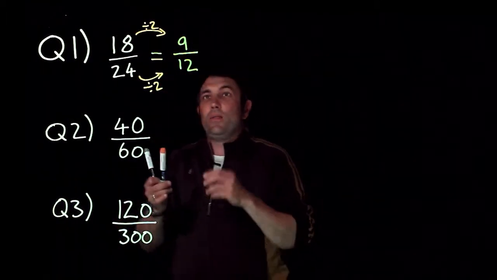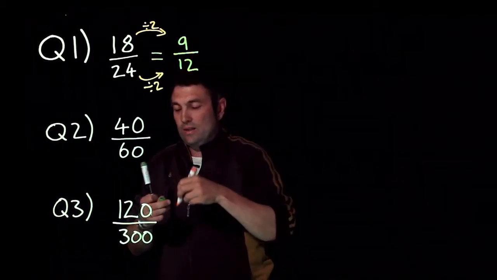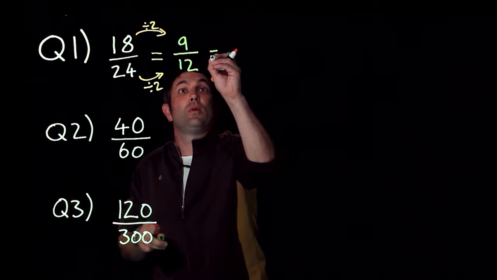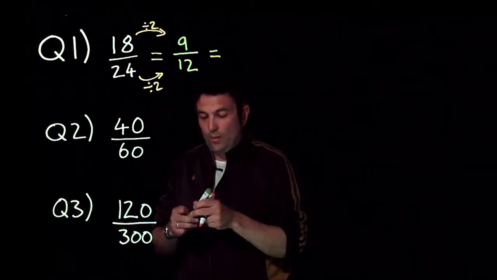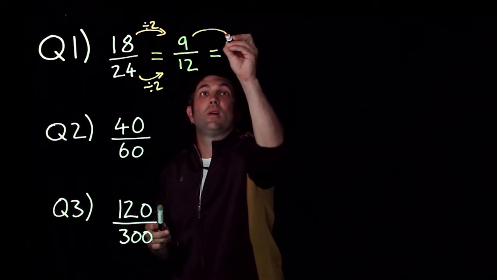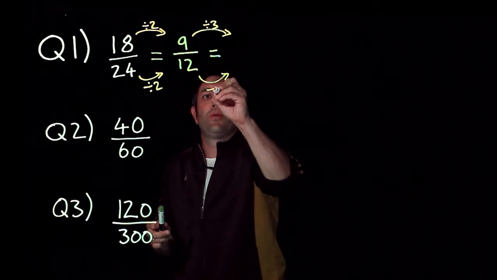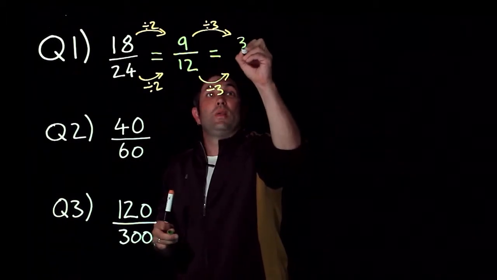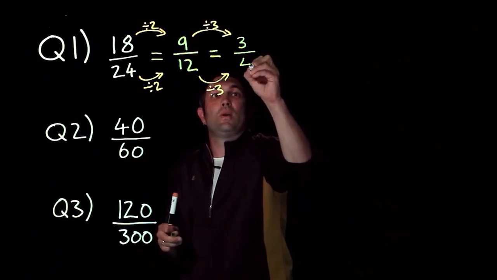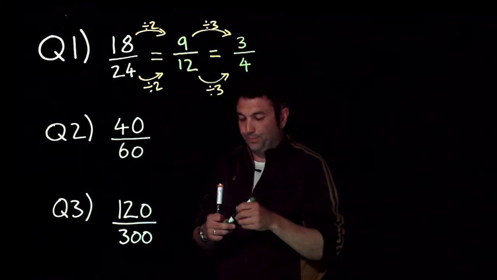Now, they are both not even, are they? So we're going to have to see if there's a times table that 9 and 12 are both in. So what times table are 9 and 12 both in? Well, they're both in the 3. So this time I'm going to have a look at dividing by 3, divide by 3, and 9 divided by 3 gives me 3, and 12 divided by 3 gives me 4. Now that is in its simplest form. It won't go down any further.